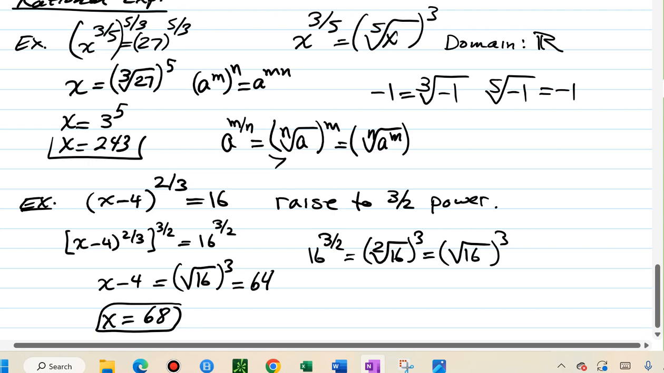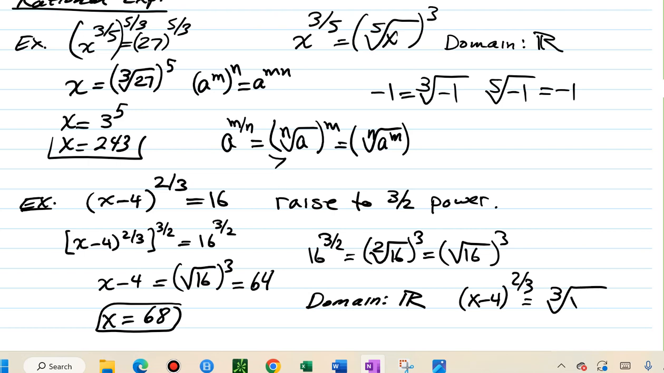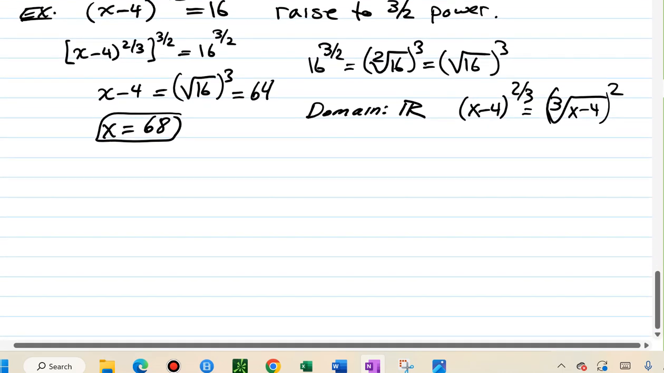Now, because initially we have a cube root, right? In 2/3, the denominator is the index. So this is a cube root. Therefore, the domain is all real numbers. Again, for this reason, because x minus 4 to 2/3 is simply the cube root of x minus 4 squared. See that? As long as the index is odd, there's no restriction on the domain. Therefore, 68 would be the answer on this one.